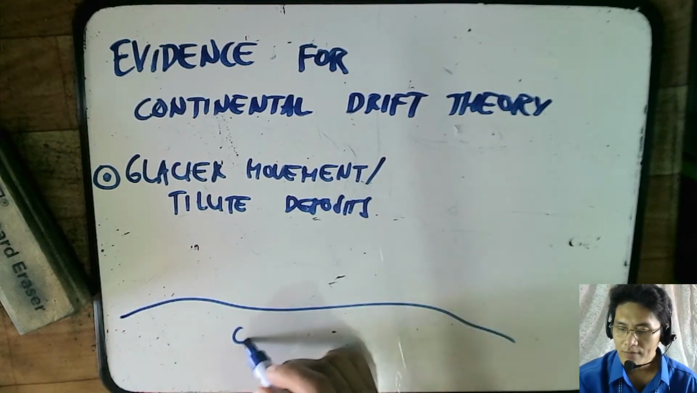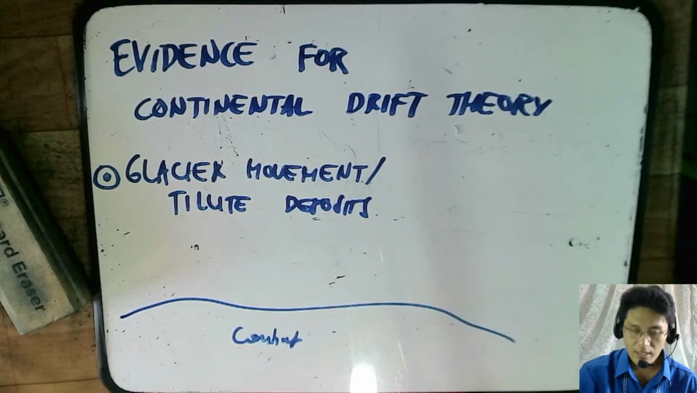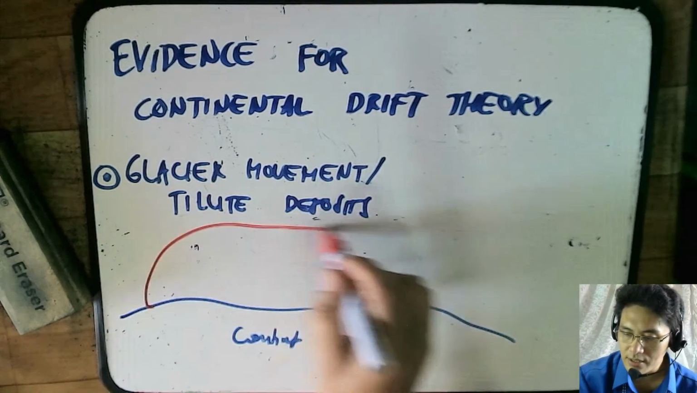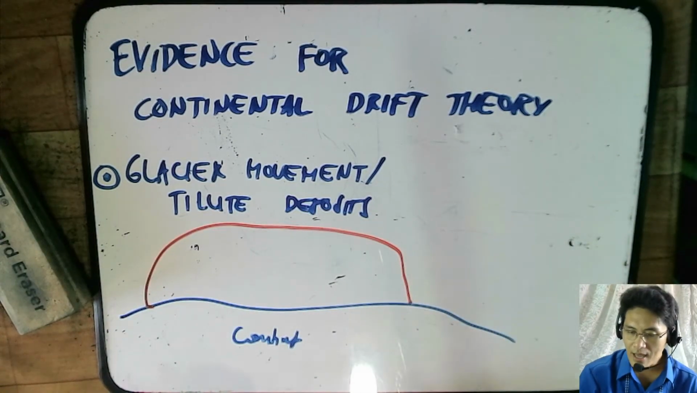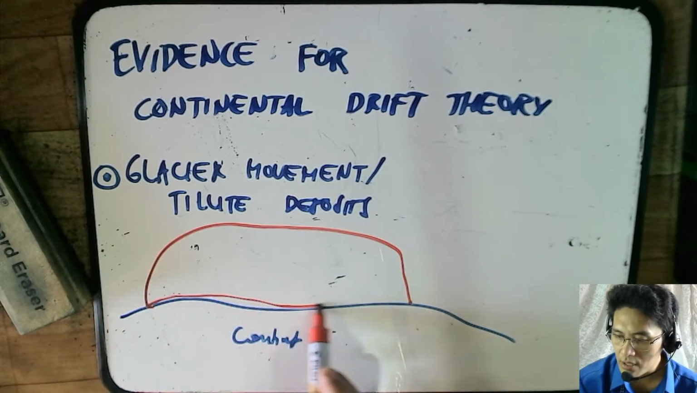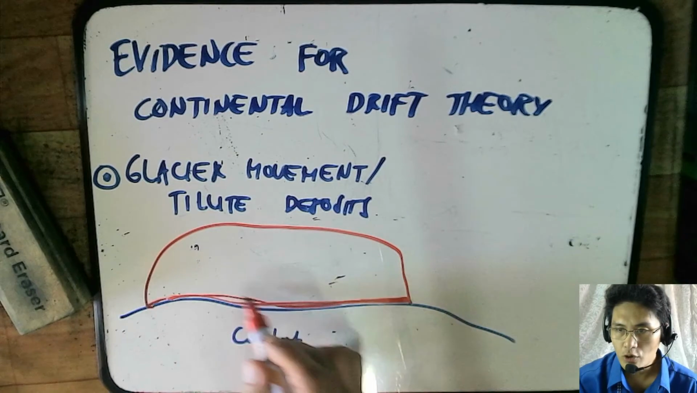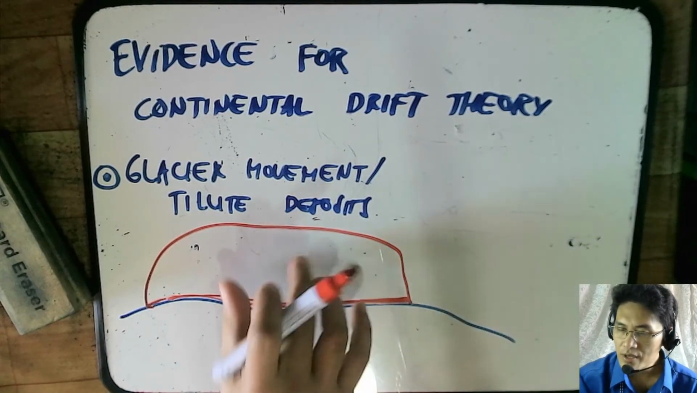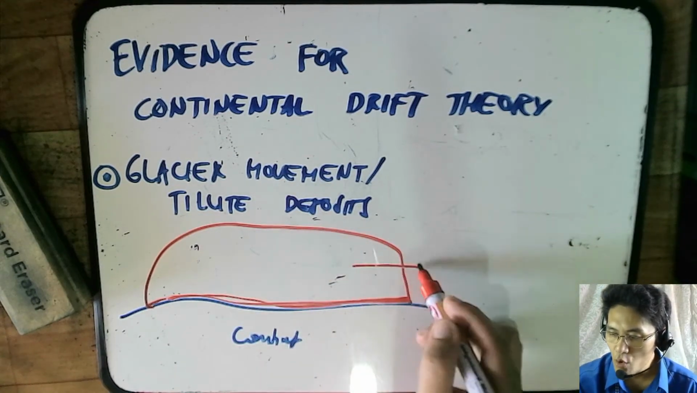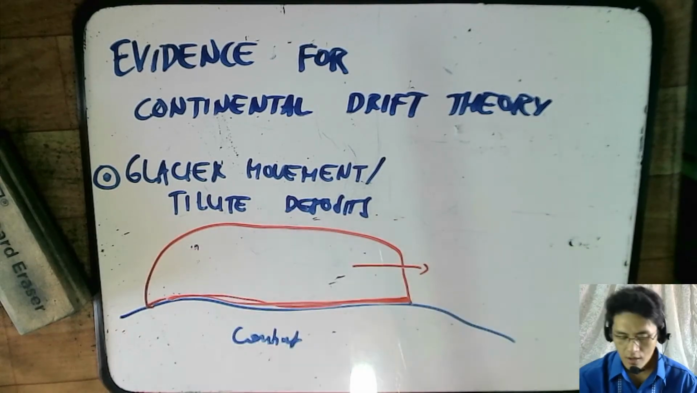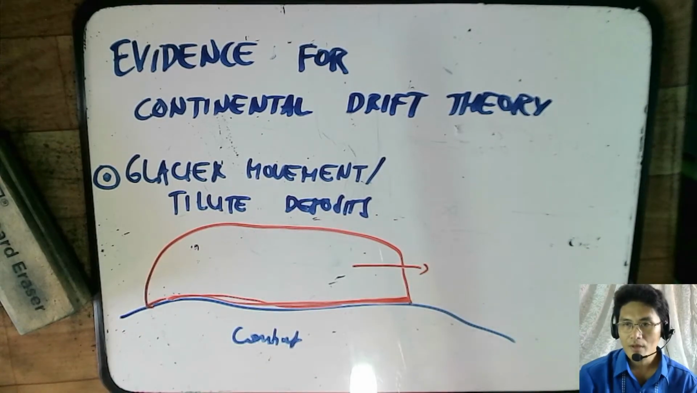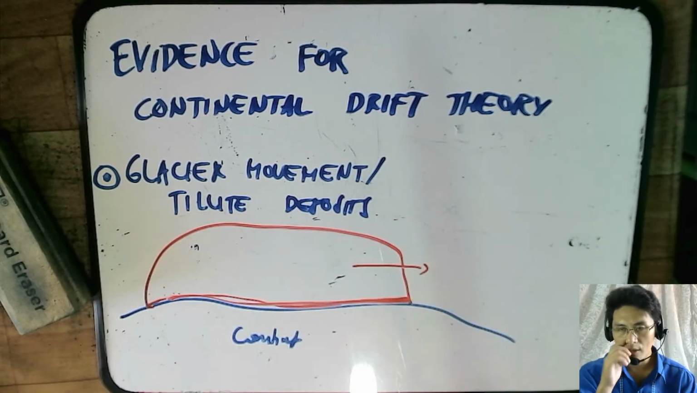floating on top of the continent. So if this is the continent, you might have a block of ice like there. And then what happens is this ice would melt here. So you would have kind of a lubricating effect. So this would kind of move over the continent. They would drift over the continent.